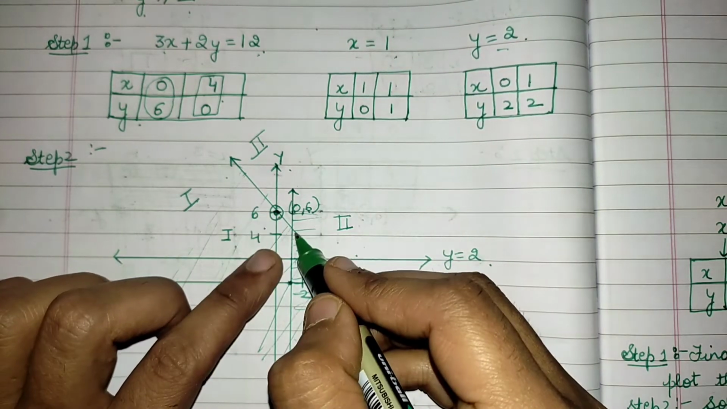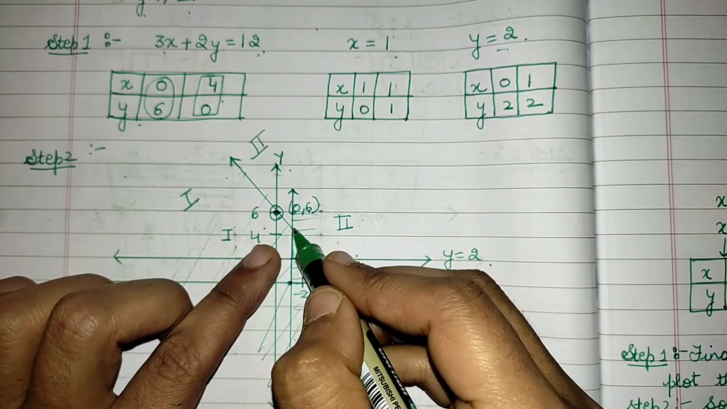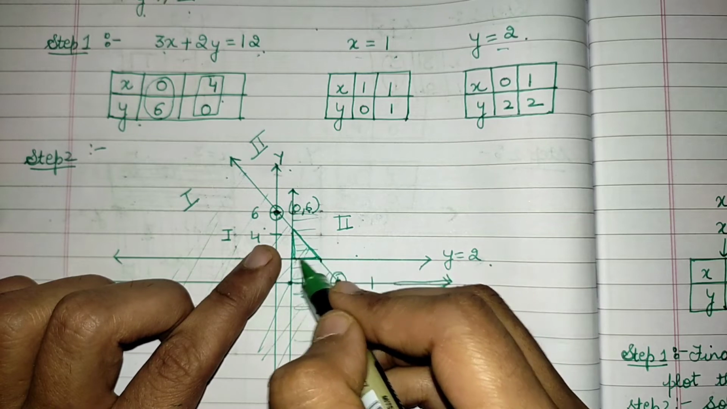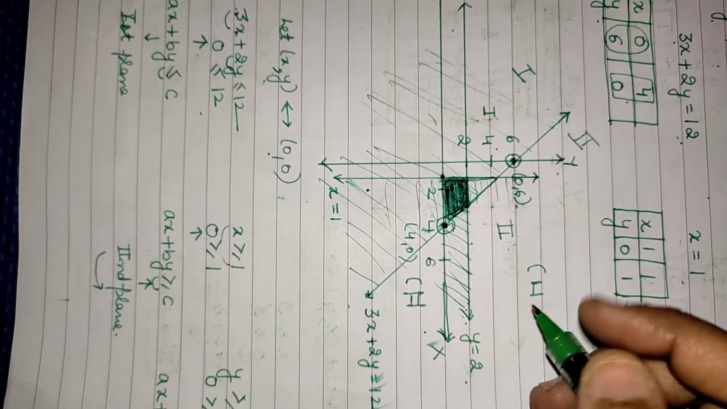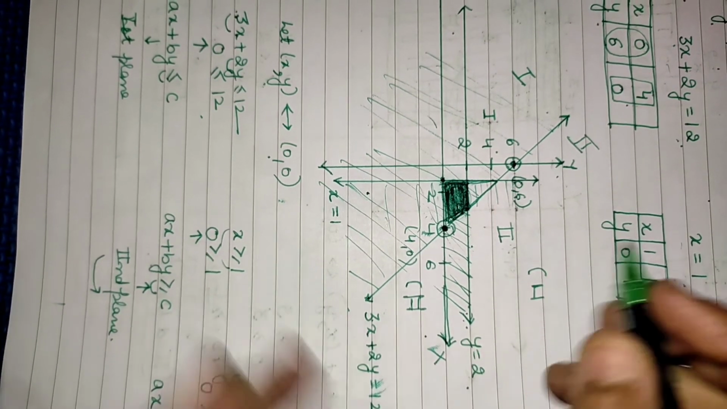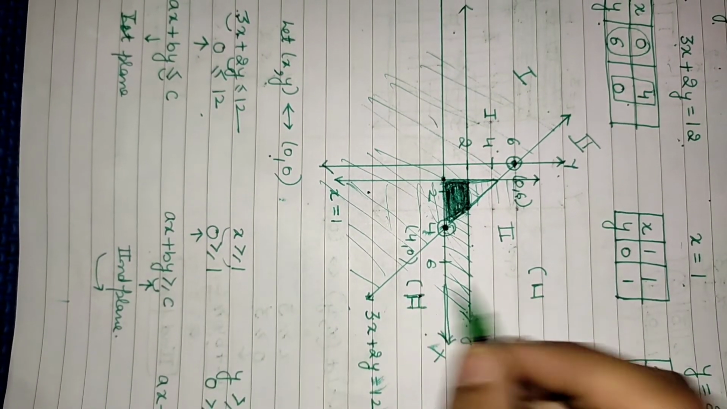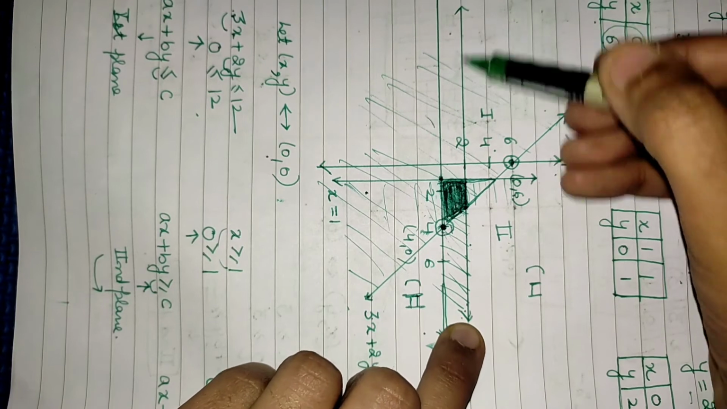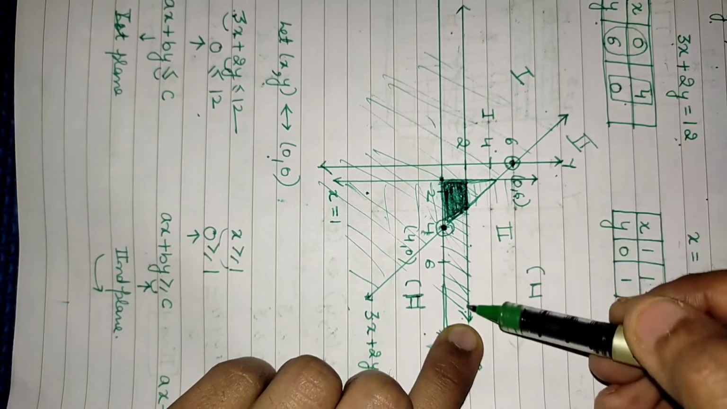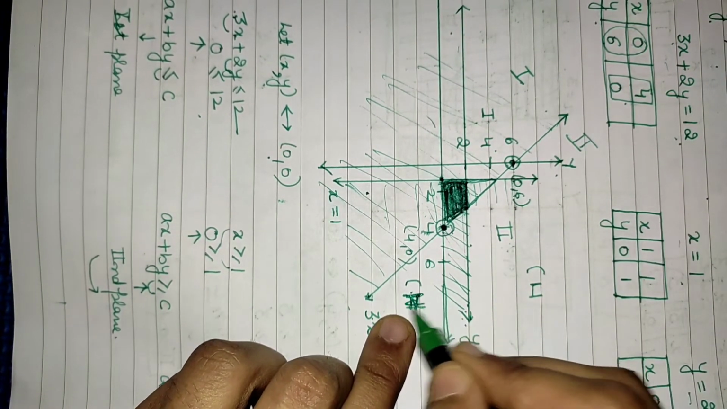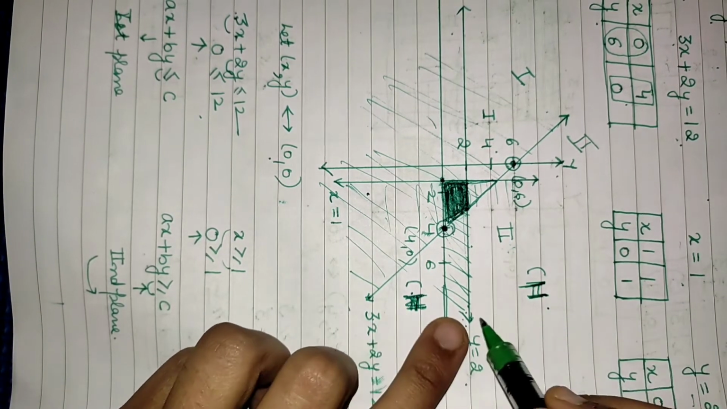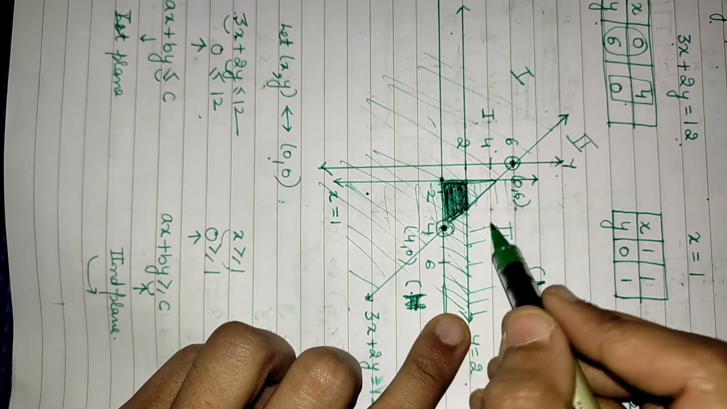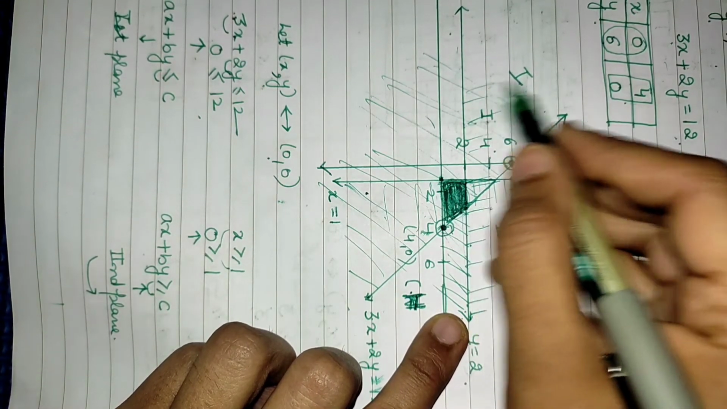Okay, so for both of these lines, if you see carefully, this small triangle is coming as the common solution. So for y is equal to 2, my solution is also in the second plane. For y is equal to 2, this is my line. So this will be my first plane and this will be my second plane. Okay, so for y is equal to 2, where is my solution? My solution is this side.